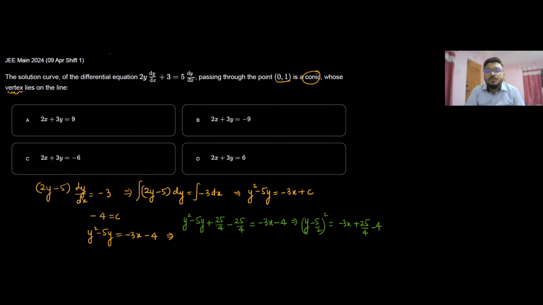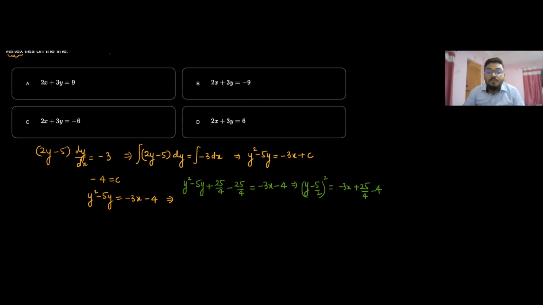Okay, so this is y minus 5 by 2 whole square is equal to minus 3x and 25 minus 16 is 9 by 4. So if you take minus 3 common, because in the parabola we have to make the coefficient of x as 1, taking minus 3 common, we are left with x minus 3 by 4. So here the vertex of this conic is (3 by 4, 5 by 2).